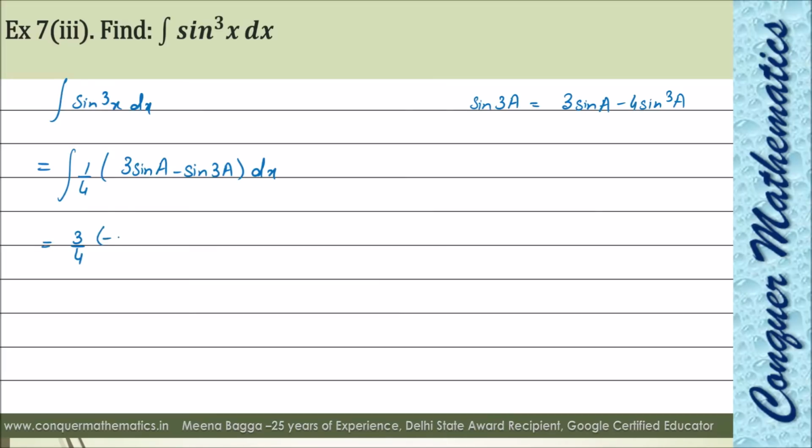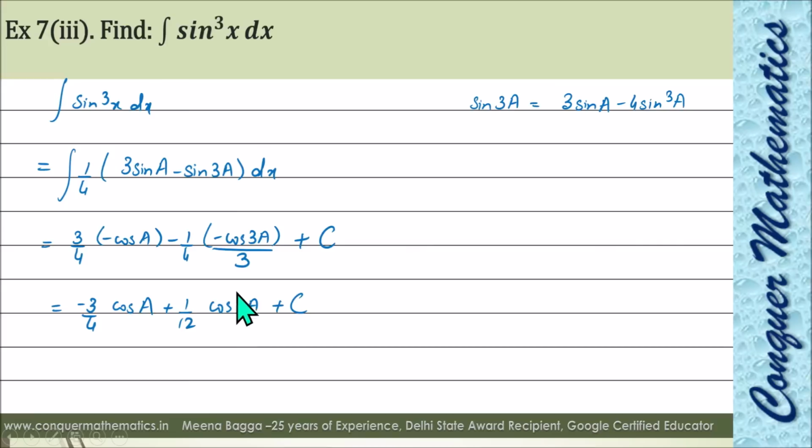Integral of sine a is nothing but minus cos a, minus 1 by 4. Integral of sine 3a is nothing but minus cos 3a divided by 3 plus constant of integration. Never forget it. Minus 3 by 4 cos a plus 1 by 12 cos 3a plus c. Okay, this would be the answer.